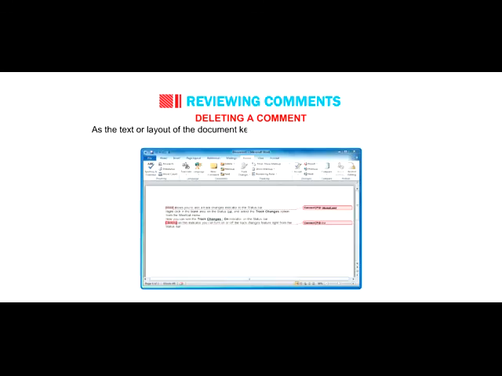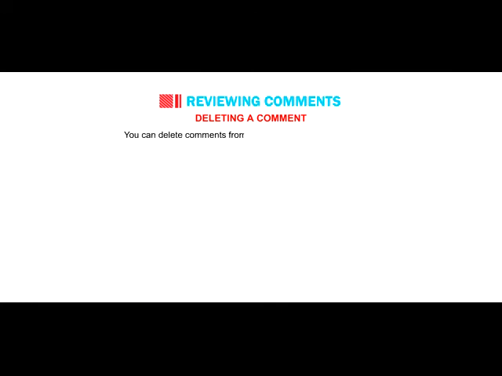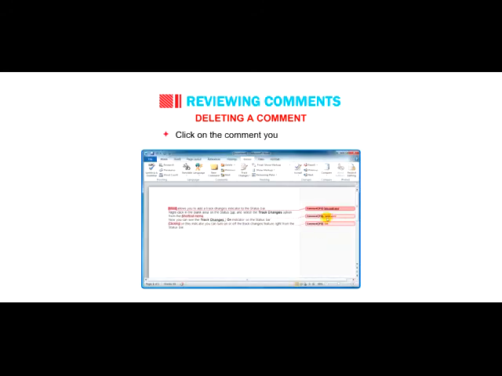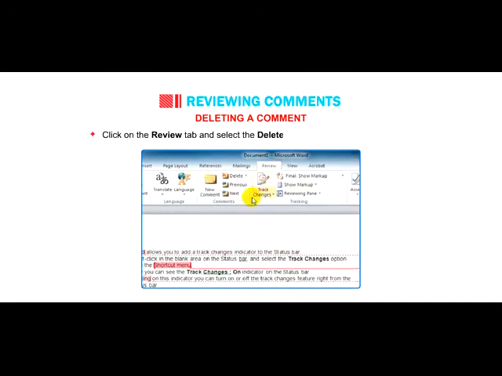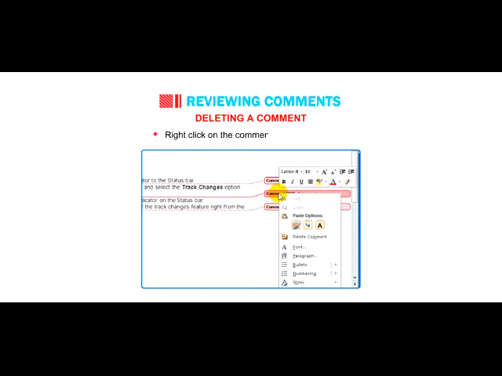Deleting a comment. As the text or layout of the document keeps on changing, sometimes it becomes necessary to remove a comment. You can delete a comment from a document in the following way. Click on the comment you want to delete. Click on the Review tab and select the Delete button in the Comments group. In the Comments group, click on the Delete button or right-click on the comment you want to delete. Select the Delete Comment option from the shortcut menu.